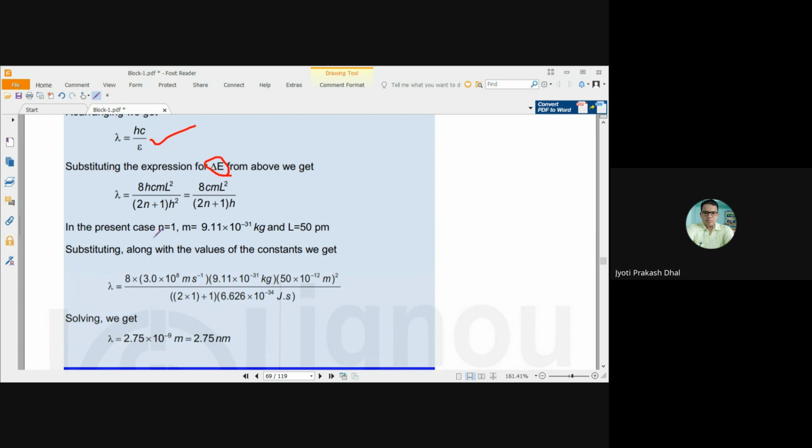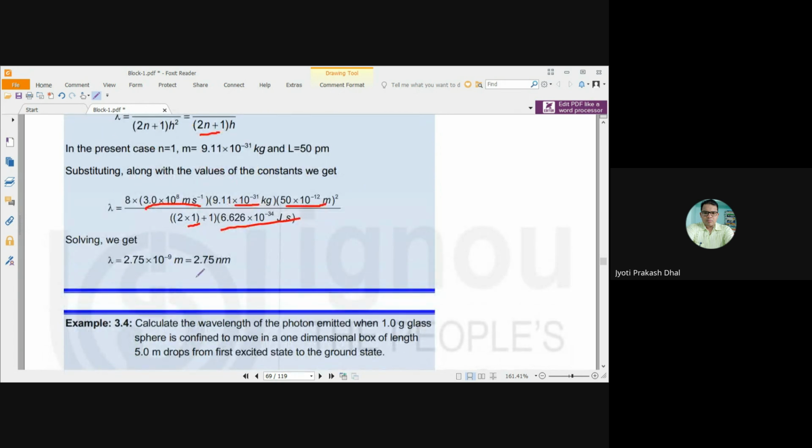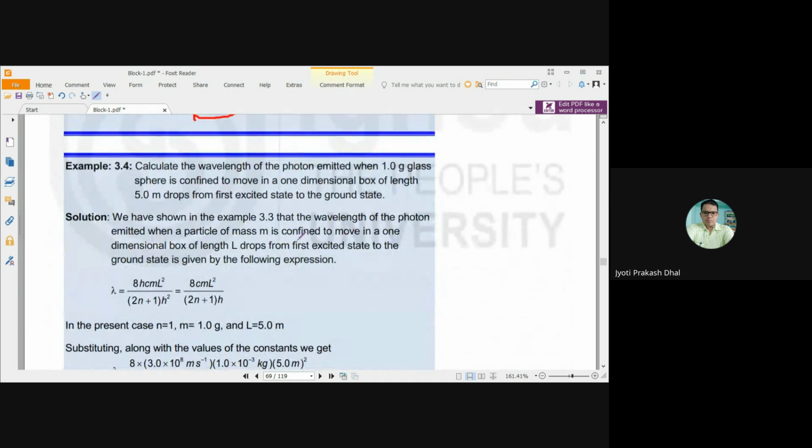Now putting the values of c, the velocity of light, m, the mass of the electron, and L, the length of the one-dimensional box. Now 2n plus 1 means 2 into 1 plus 1, and putting the value of h, we can calculate lambda equals 2.75 nanometer.